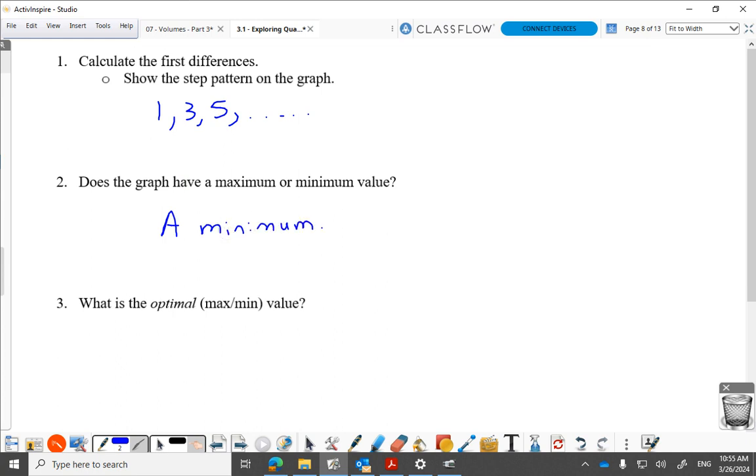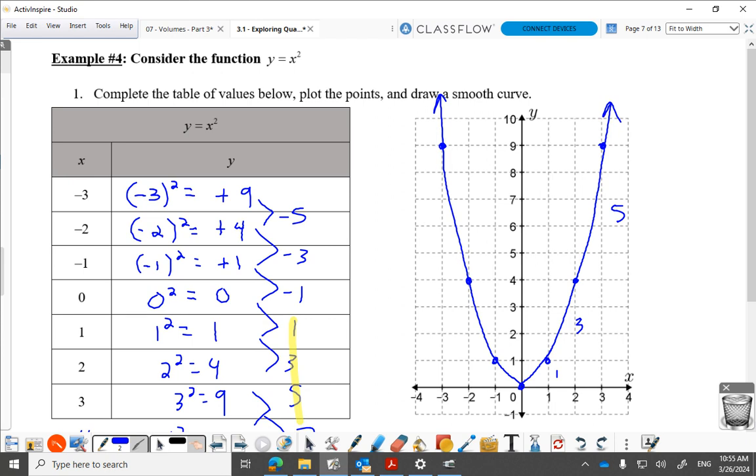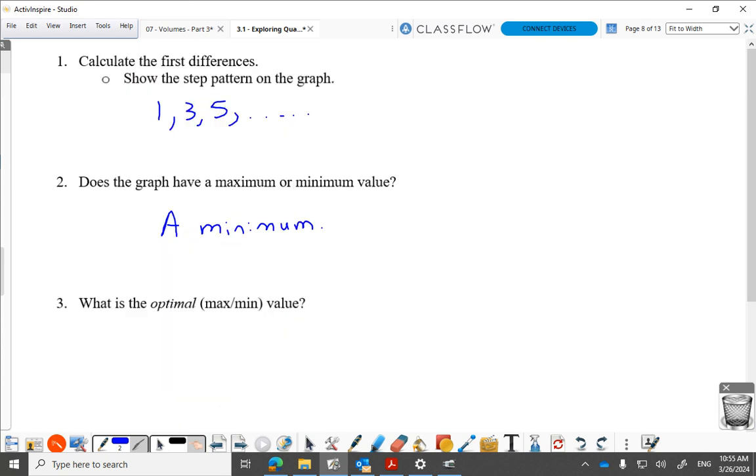What is the optimal value? What is the lowest value of the graph? 0. And I'm going to add another piece to it. I'm just going to say y equals 0. When we talk about optimal values, we're always talking about the y value. We're looking for the lowest or highest value, and here the optimal value is y equals 0.